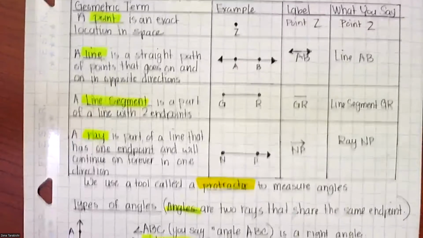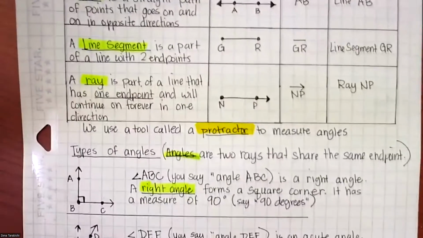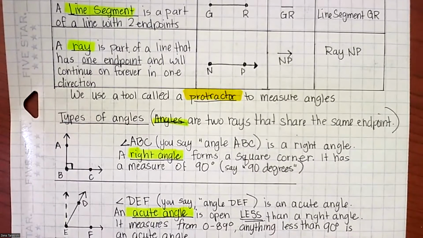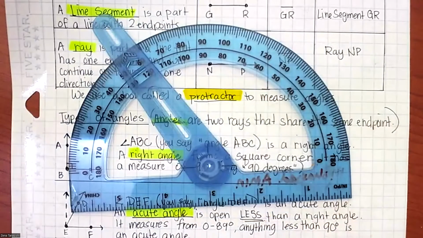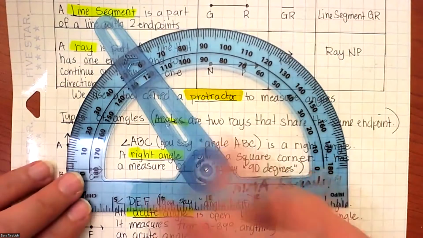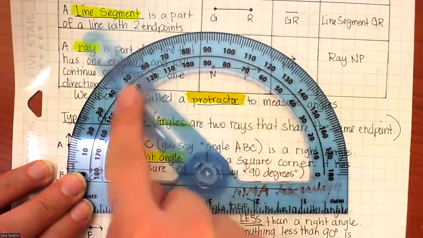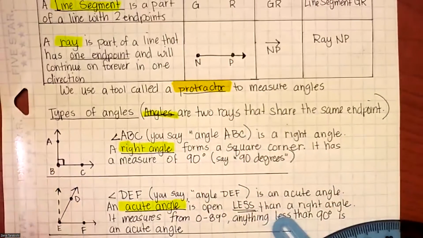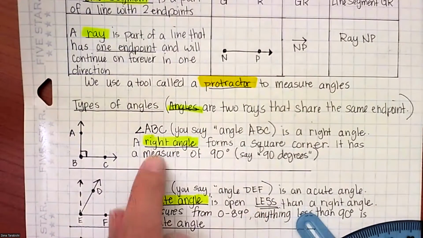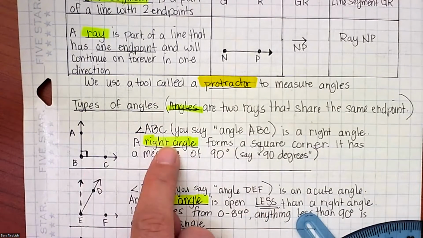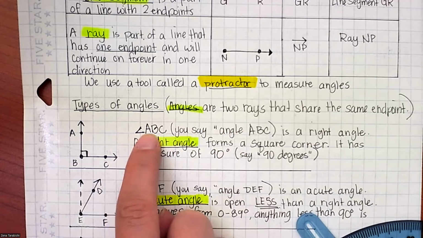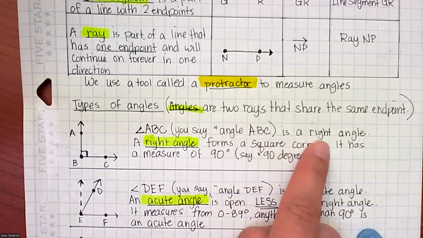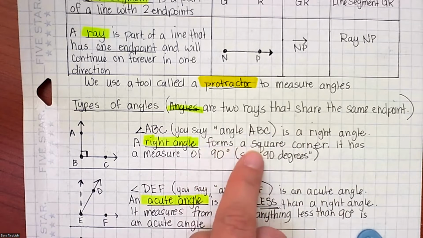Now next, they talked about angles. So we're going to get in and talk about angles. We have 4 types of angles, like you saw in the video. We use a tool called a protractor to measure angles. Sometimes it'll have this nice, helpful swivel. Sometimes it won't. And I'll show you how to use this in just a moment. So the first type of angle we're going to talk about is a right angle. This is the symbol for angle. So angle ABC is a right angle. A right angle forms a square corner.